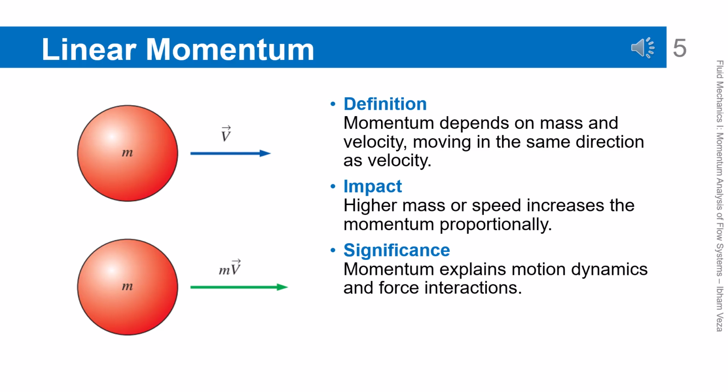Linear momentum. Linear momentum is defined as the product of mass and velocity with the same direction as the velocity. The larger the mass or the velocity, the larger the momentum of the object or flow. This concept is important because changes in momentum are directly related to force. In fluid flow, momentum is used to analyze forces on bends, nozzles, and supports. This becomes the foundation of all force analysis due to flow.